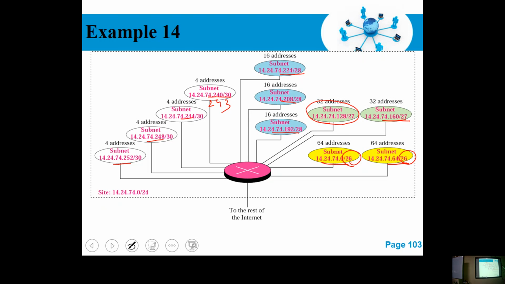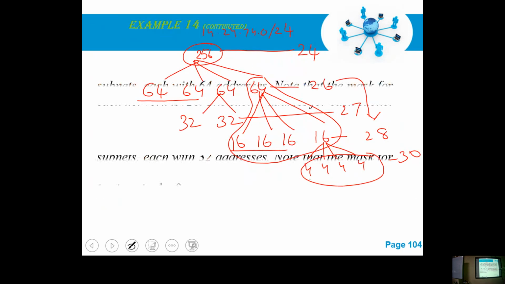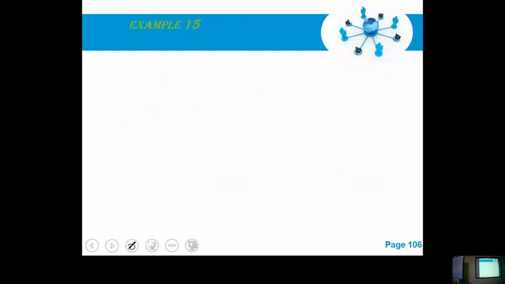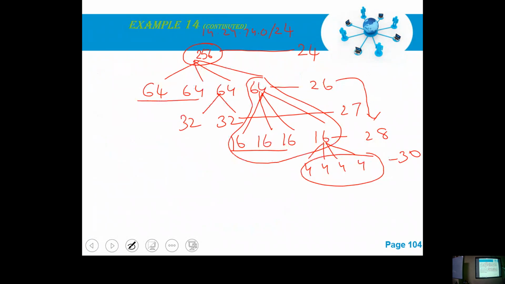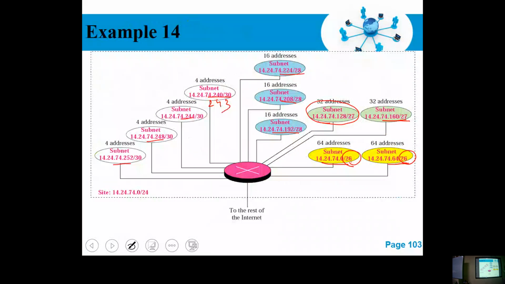Okay. So the same thing we are describing, just how we are dividing. We are just describing how we will be getting the 16s, and what prefix bits we have for that. Okay. So overall, this thing is clear.